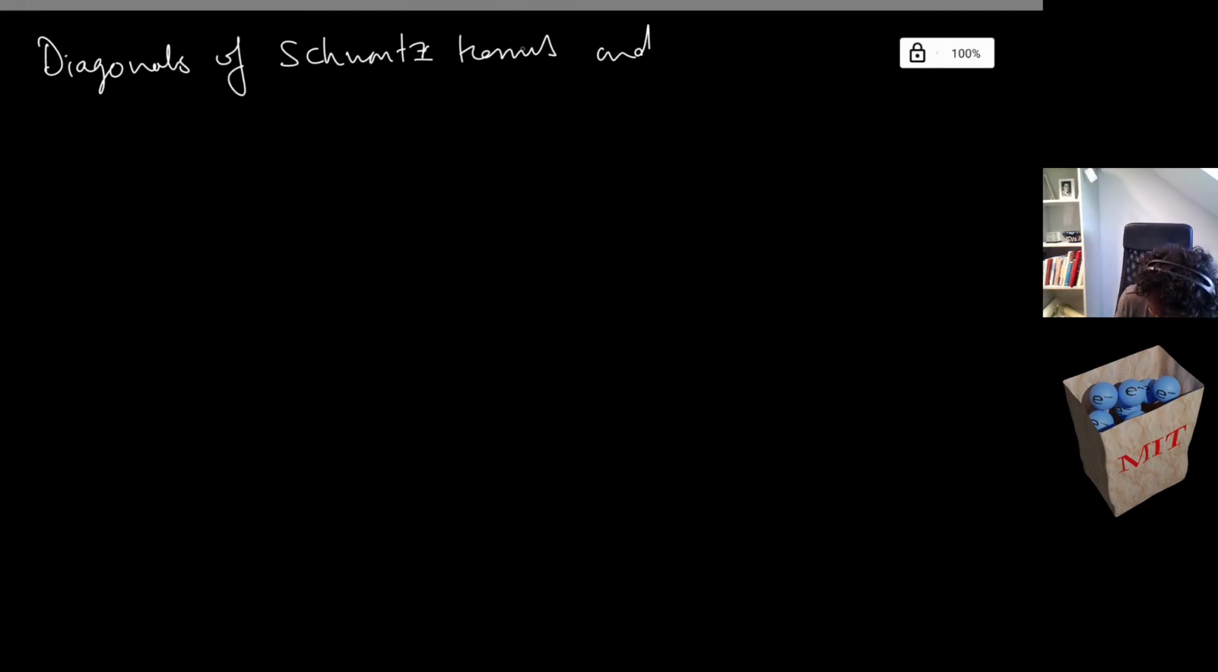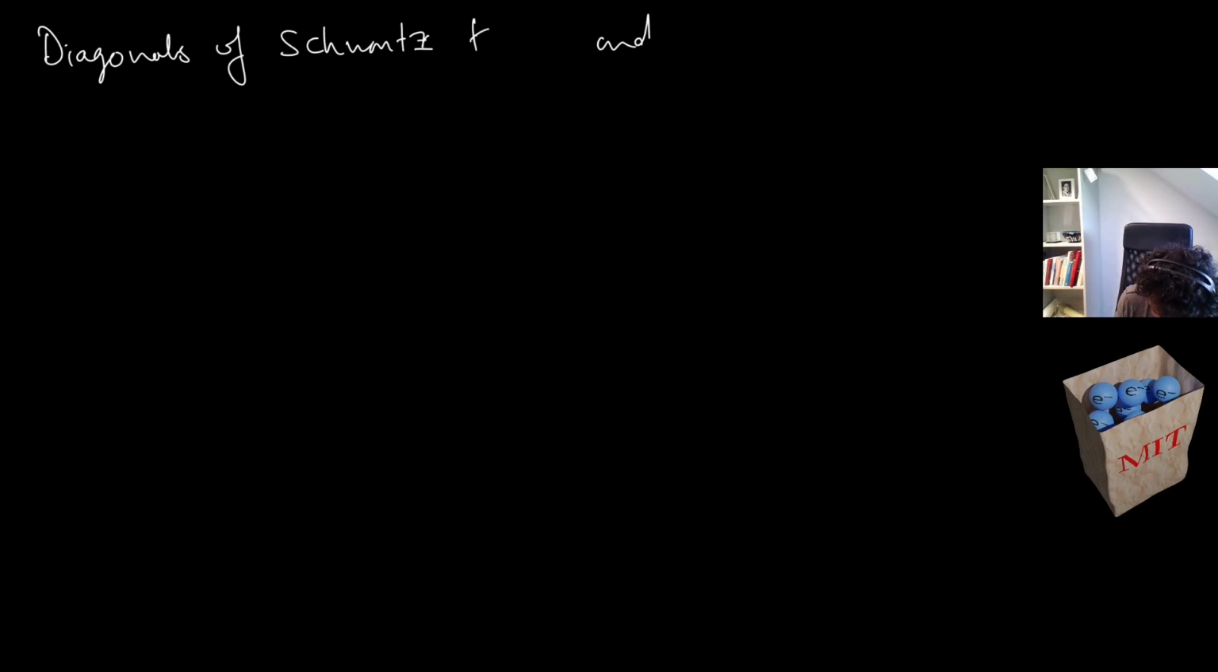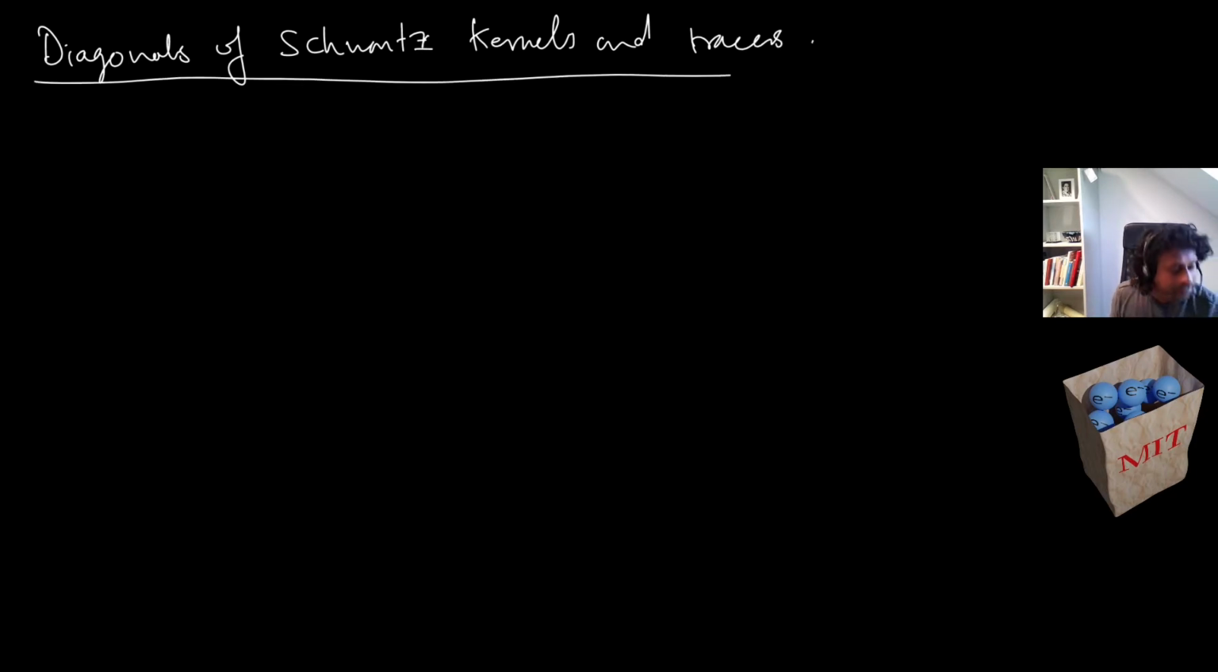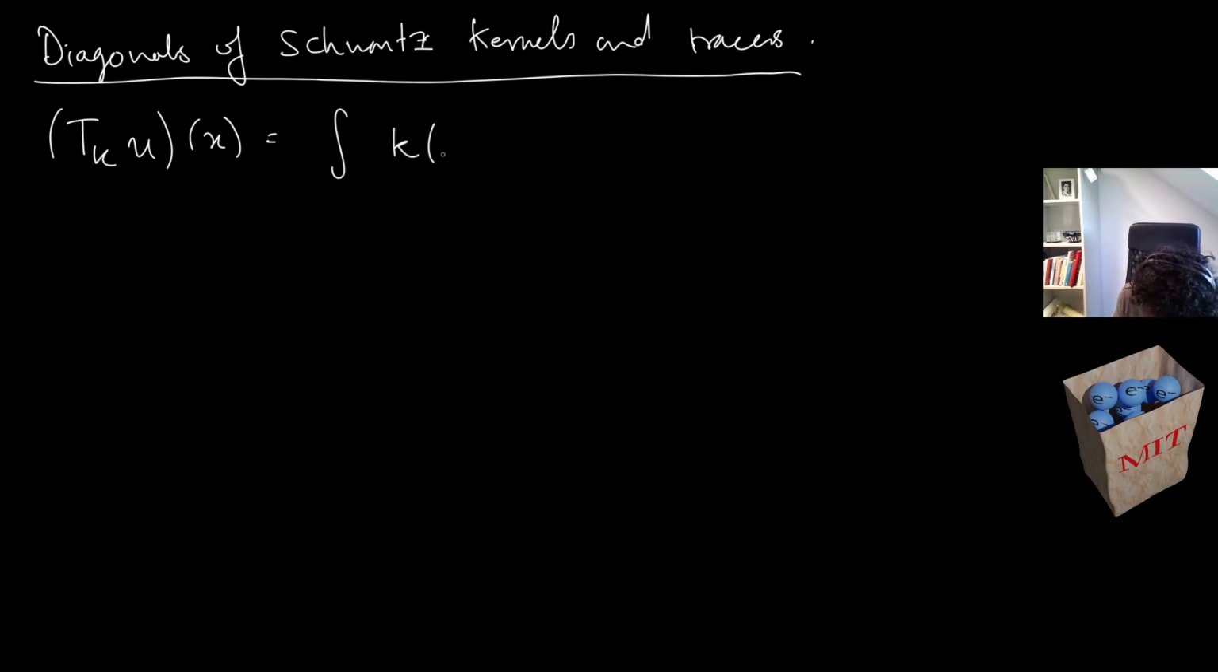So really, I wanted to talk about diagonals of Schwartz kernels and traces. It was really in the context of traces that I was saying what I was saying last time. So let's suppose that we have a Schwartz kernel, so we can write T_k u at x as the integral of this kernel k(x,y) u(y) d mu(y).